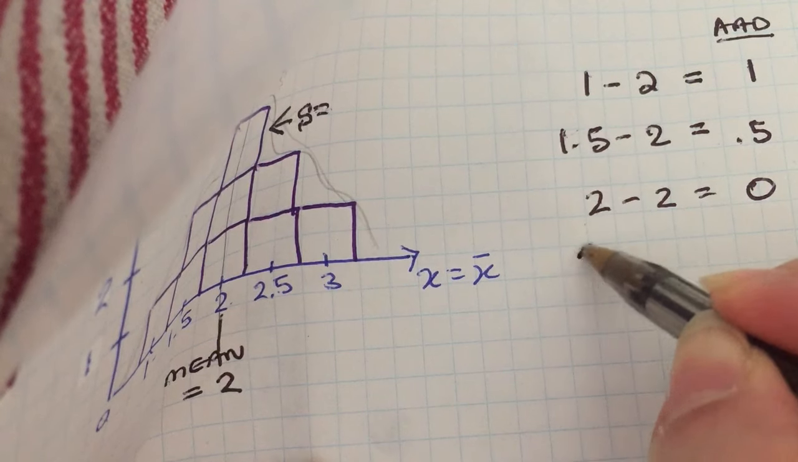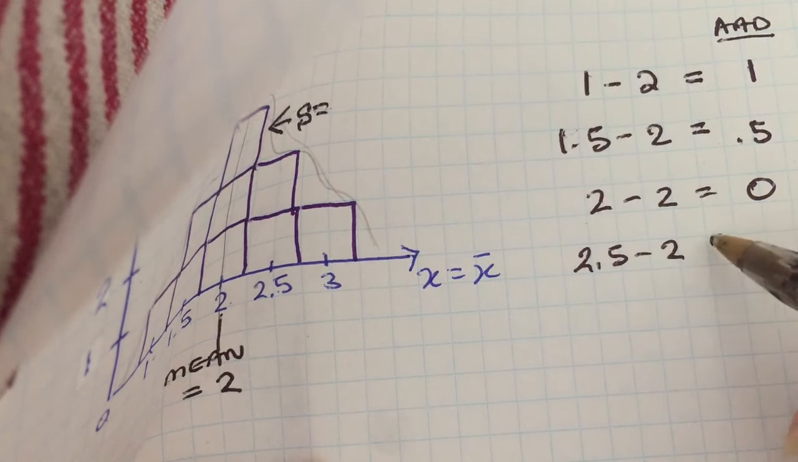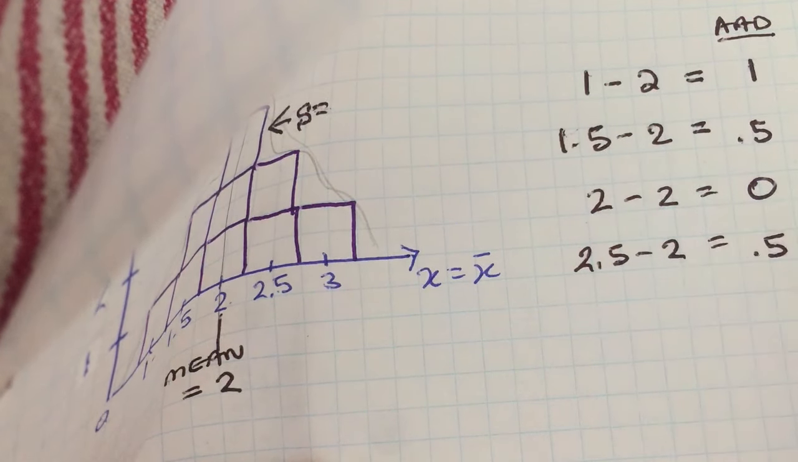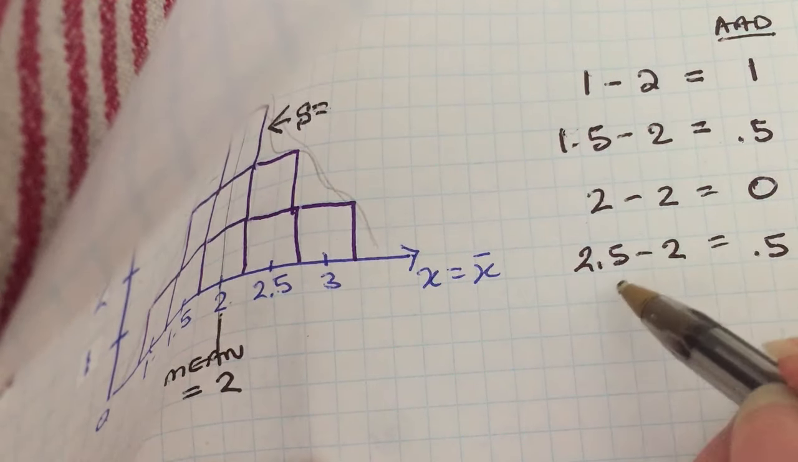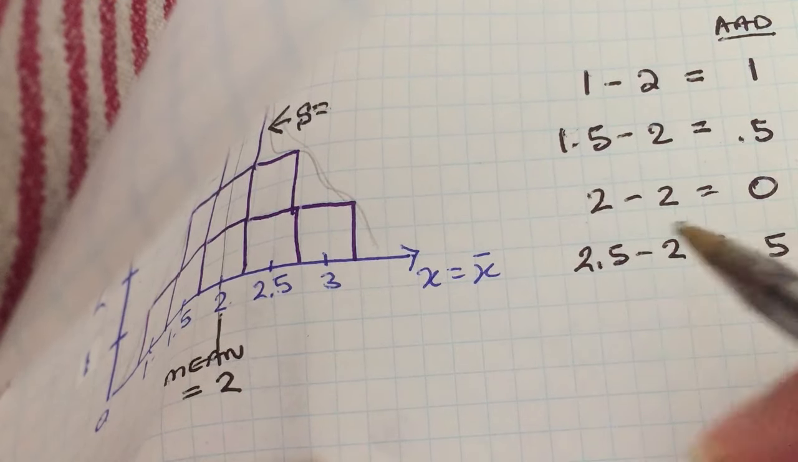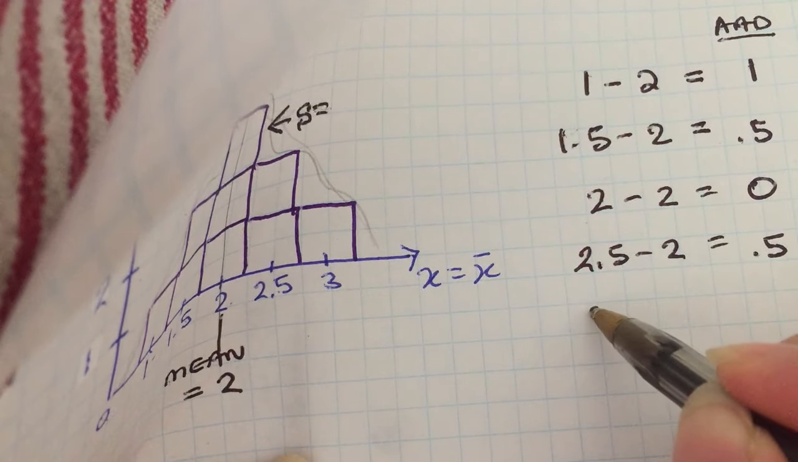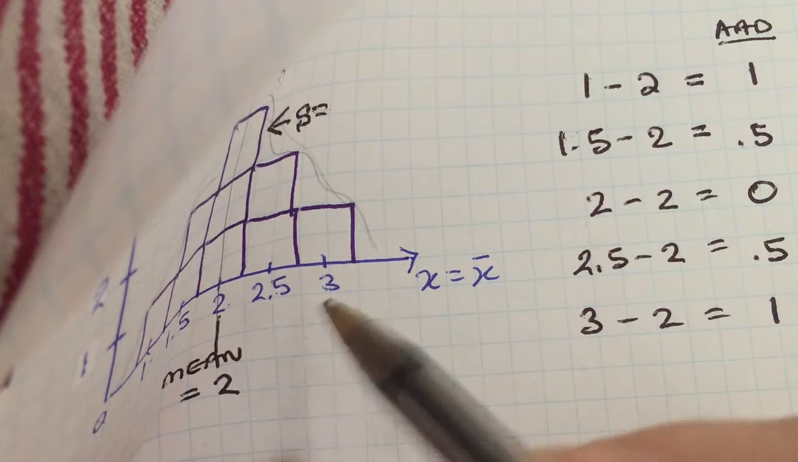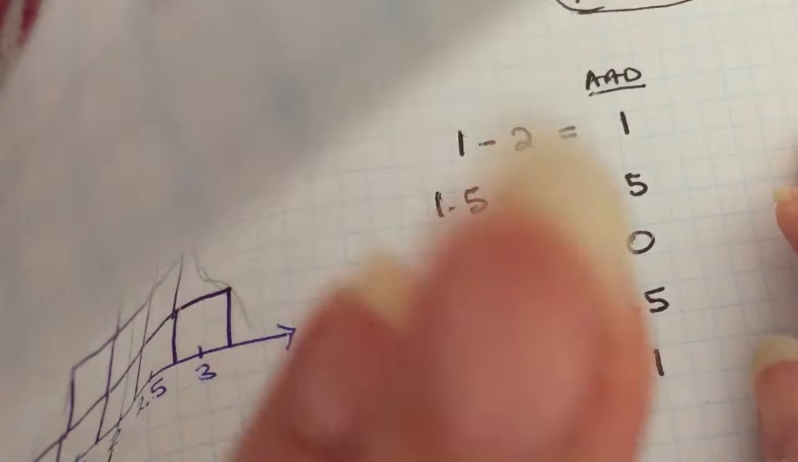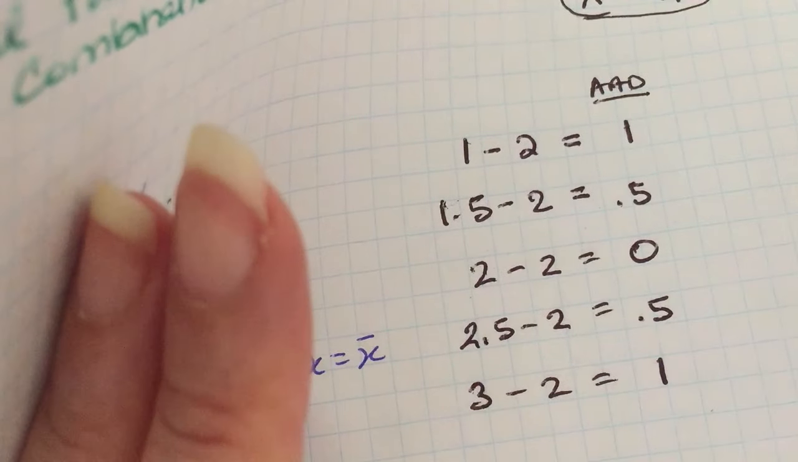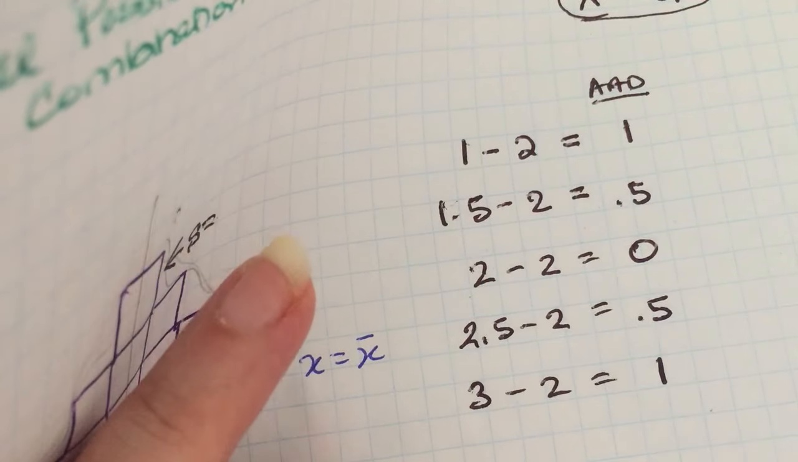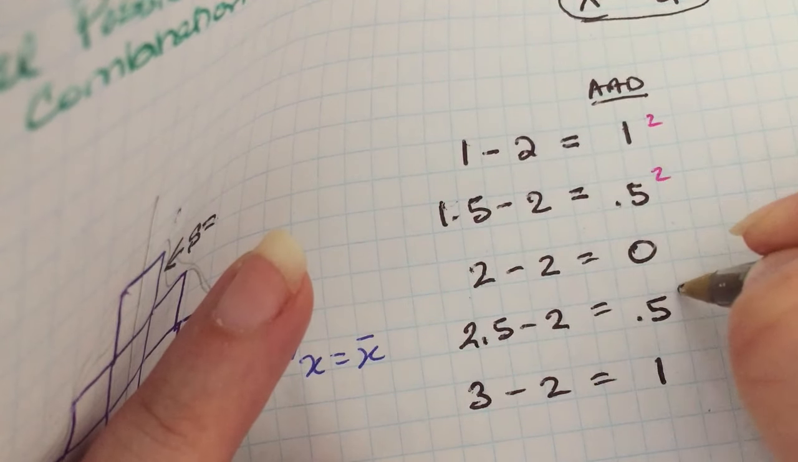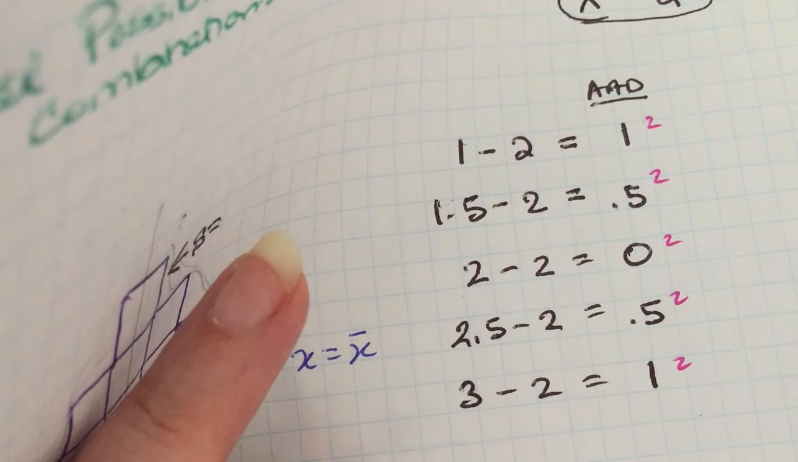And then the distance from 2.5 to 2, well, it's -0.5, but we're doing absolute distance, so we're not going to do the average, but we're just going to calculate here. And then finally, 3 minus 2, so that's only a distance of 1. Okay, so now that I have all those, in order to get my variance, I just square all of them, okay?